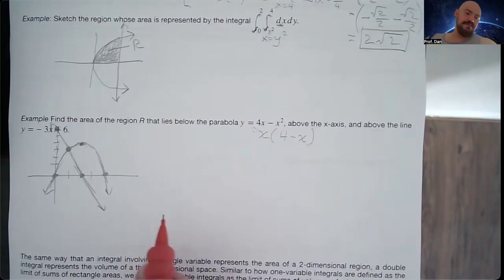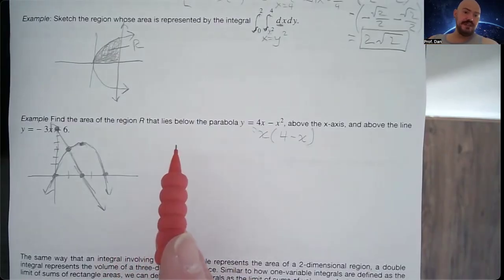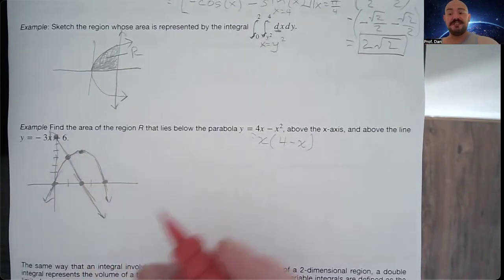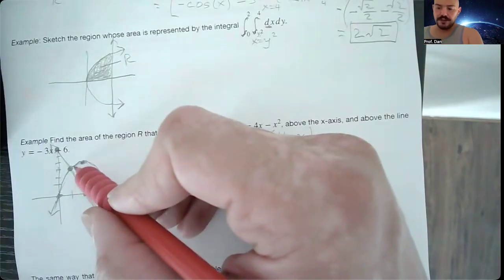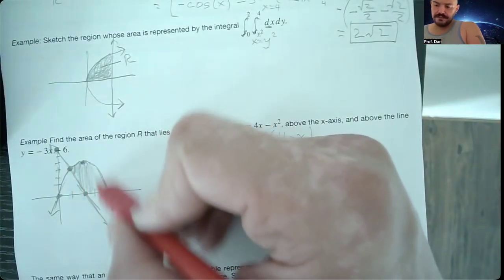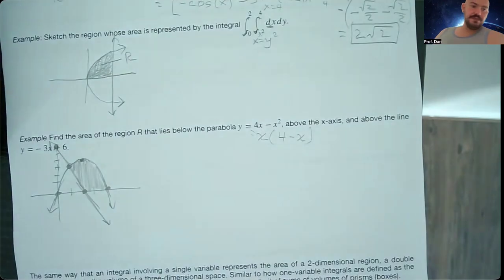And keep in mind what the wording said. R is the region that is between the parabola and the line, but always above the x-axis. So R, if I were to shade that, would be that region.